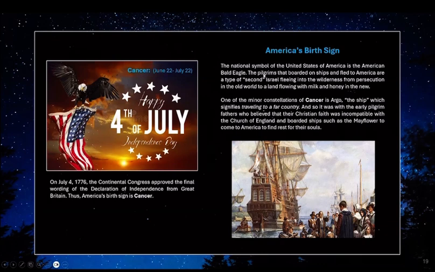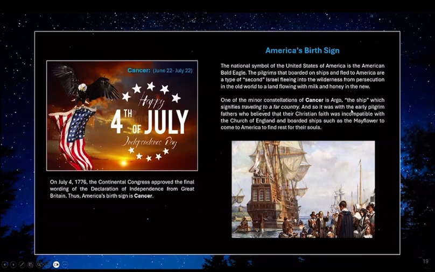The national symbol of the United States of America is the American bald eagle. I just saw one the other day, actually. The pilgrims that boarded ships and fled to America are a type of second Israel fleeing into the wilderness from persecution in the old world to a land flowing with milk and honey in the new. One of the minor constellations of Cancer is Argo, the ship, which signifies traveling to a far country.